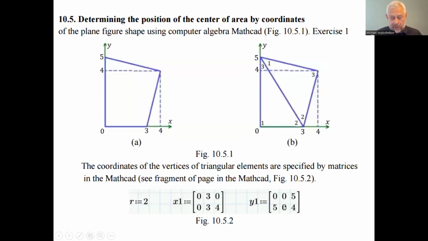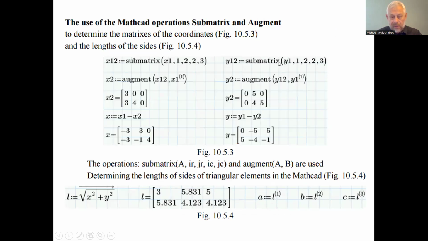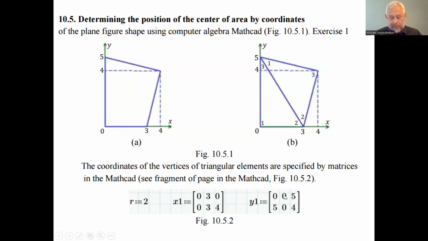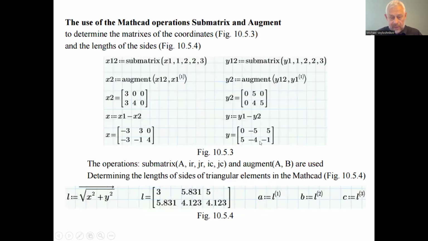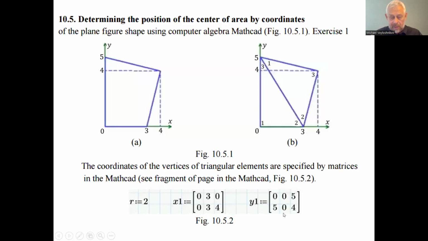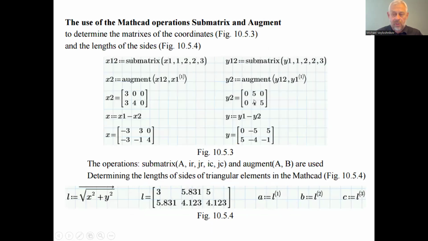So we first allocate the second and third columns by the submatrix operation from the matrix X1. We take from the first column, the second, to the third. These are the diagonal elements of the matrix as parameters for the submatrix operation. After that, we do the augment operation to this allocated part of the matrix X1. To the right, we add the column that was the first and is now the second in the matrix Y2. This is how we transform the location of the elements of the matrices.